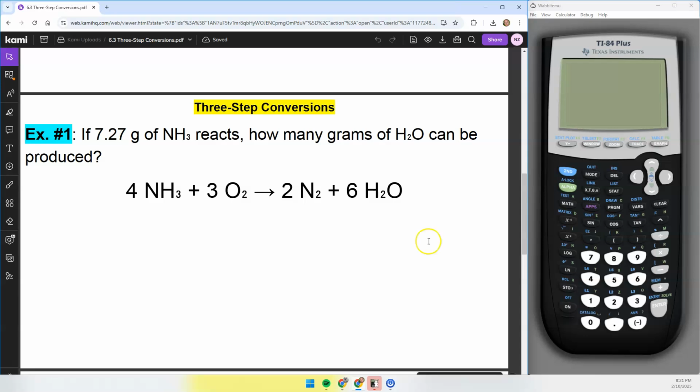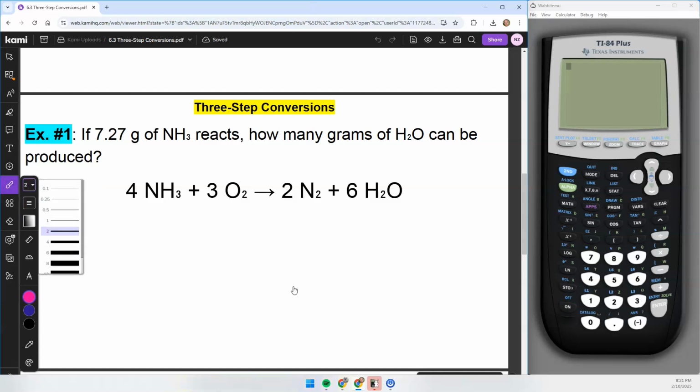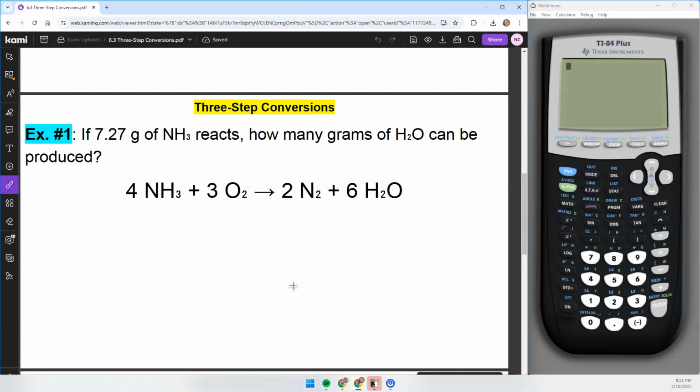So here's an example of a grams to grams three-step problem. It says if 7.27 grams of NH3 reacts, how many grams of H2O can be produced? So we always start with our given. So we have 7.27 grams of NH3. And we're going to need three total steps here.